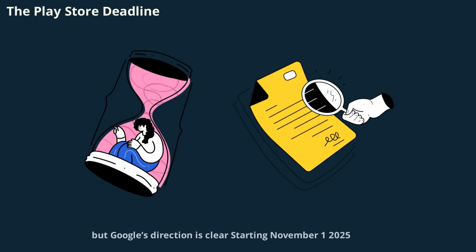Support for both 4 KB and 16 KB page sizes exists in Android 15, but Google's direction is clear. Starting November 1, 2025, every app or game update targeting Android 15 or higher must prove compatibility with 16 KB pages to be published on Google Play. This isn't just a suggestion, it's a requirement. If your app assumes a 4 KB page size and you don't adapt, your updates could be blocked from release. That makes this change not just about optimization, but about compliance.